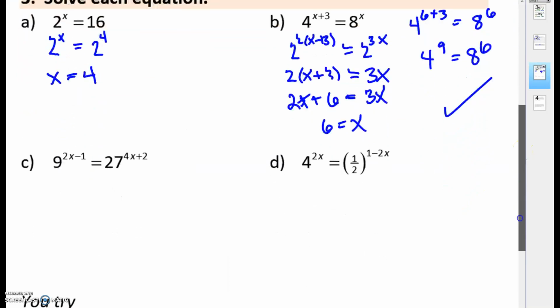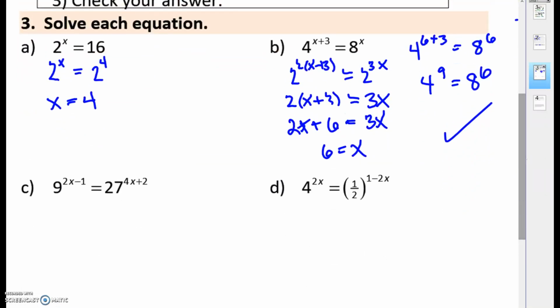But let's keep going. Down here, we've got two equations, 9 to the 2x minus 1 and 27 to the 4x plus 2. So to set this up, I'm going to set both of these to common bases, which in this case is going to be 3.